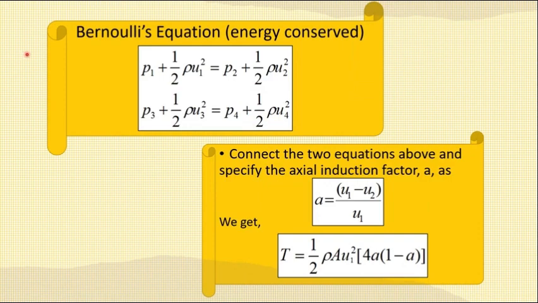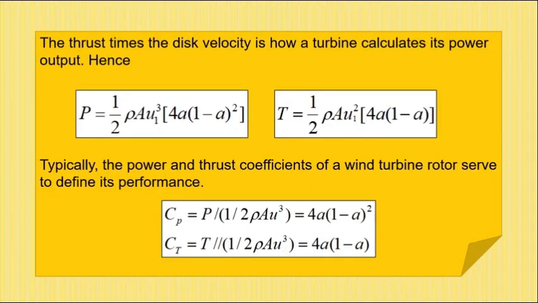The next is the Bernoulli equation, energy conserved, for the actuator disc with no wake rotation. Like this formula, connect the two equations above and specify the axial induction factor A as A equals (U1 minus U2) over U1, and we get T equal to the following equation. The thrust times the disk velocity is how a turbine calculates its power output. Hence, P equals this and T equals this.